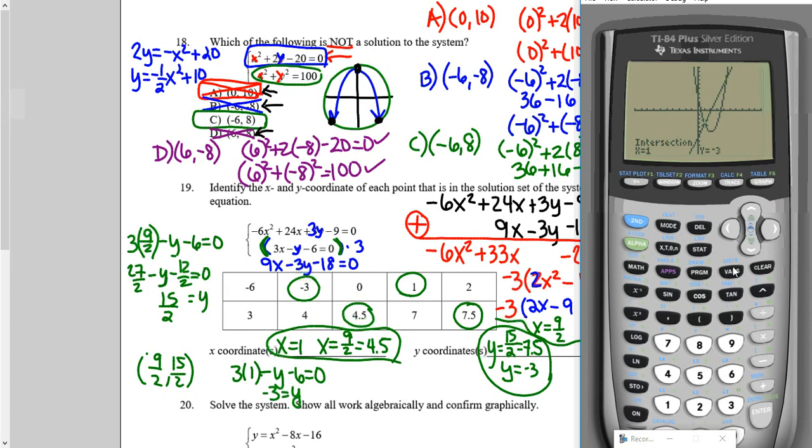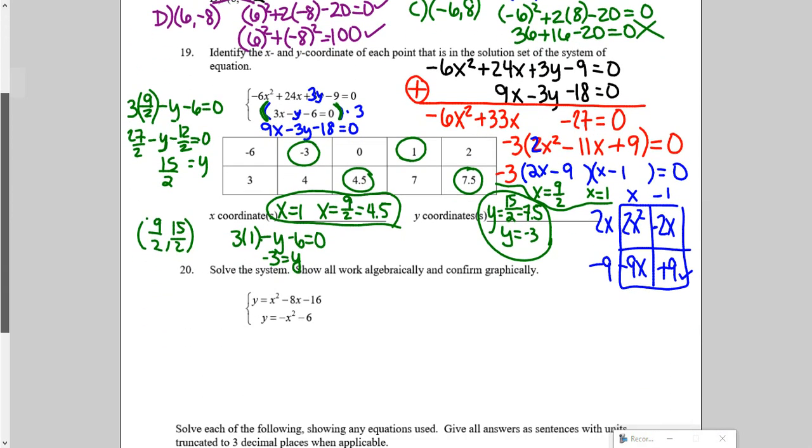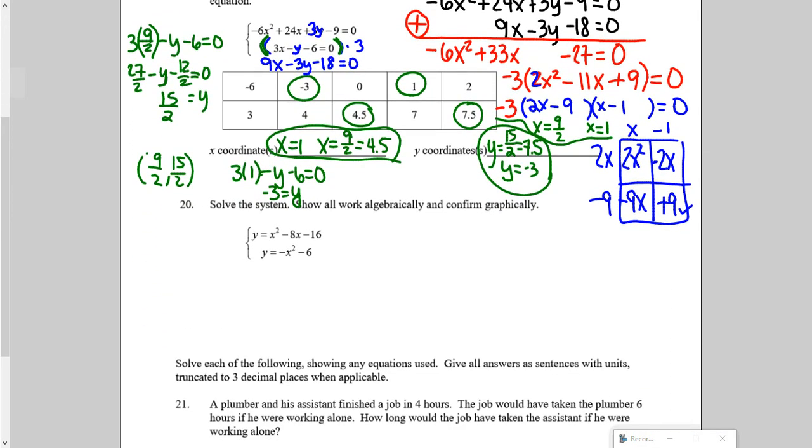Then I have to repeat the process for the second curve. So I calculate the intersection. I move close to where they cross. I hit enter, enter, enter, and I get 4.5, 7.5. So read the directions. It might ask you to solve algebraically or graphically. You have to be able to do both. All right. I think we're getting closer to the end here for the regular work.